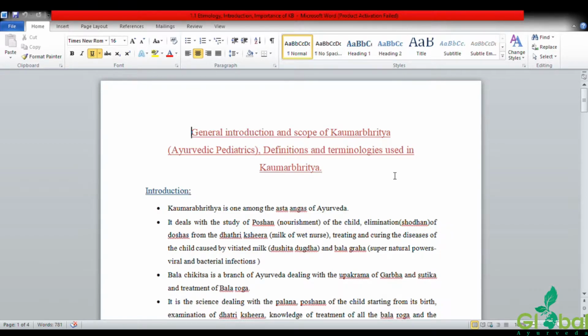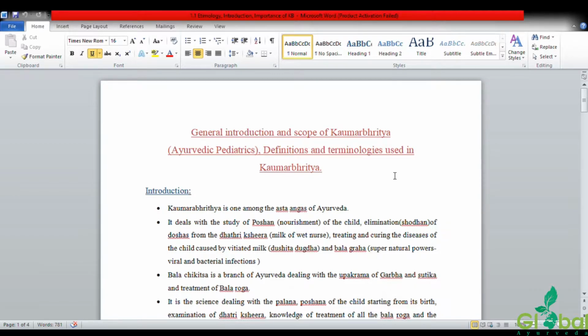As we all know, Kaumarbhrityam is one among the Ashtangas of Ayurveda. As we remember the shloka telling Kaya Bala Graha, in that we have the second word Bala. So, it is one among the Ashtangas of Ayurveda. Kaumarbhritya also deals with the study of Poshana, that is nourishment of the child, elimination of the doshas from the Dhatri Kshira, treating and curing the diseases of the child caused by the vitiated milk, and Balagraha also.